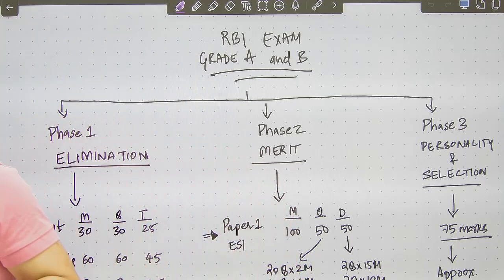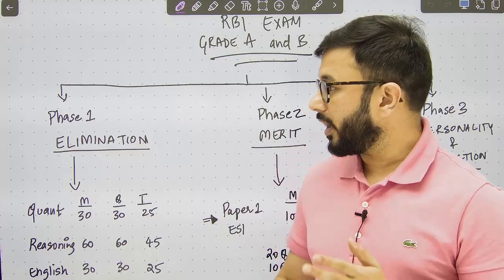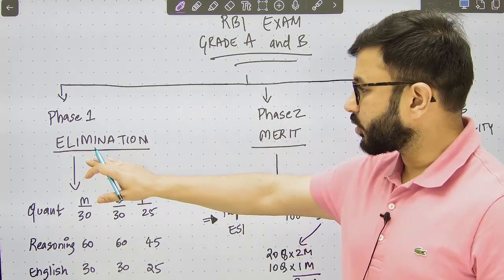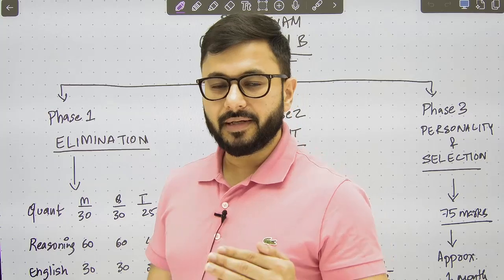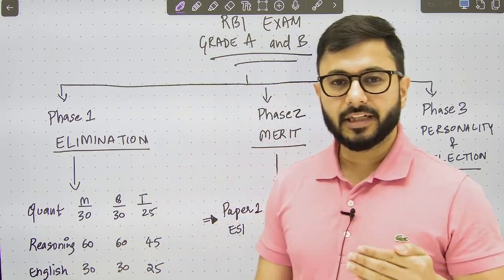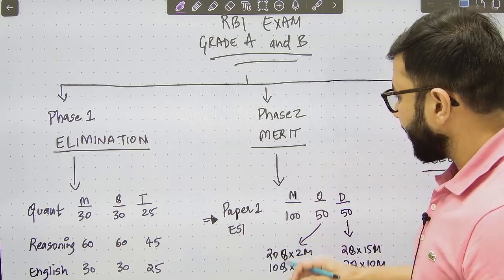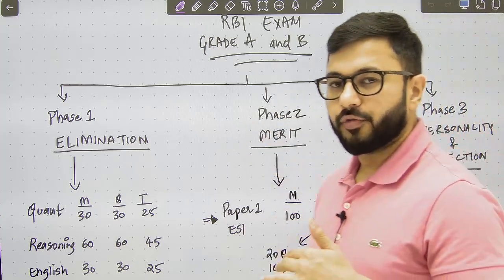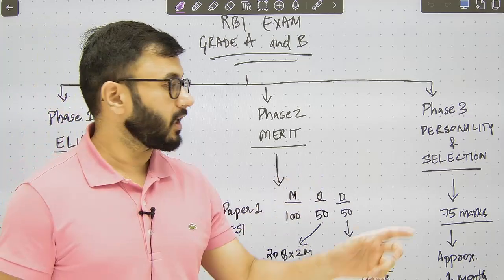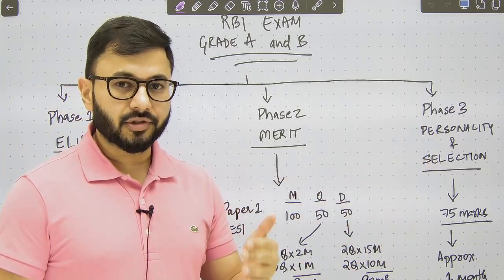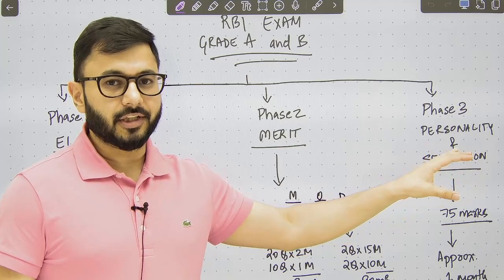Phase 1, phase 2, phase 3. The examination is conducted in 3 phases. Phase 1, which is qualifying, and that is why the word elimination, the focus of the examining body, is to eliminate as many students as possible. That is why it is qualifying in nature. Phase 2 is where majority of your merit is created, and that is why the word merit being used here. Phase 3 is the personality and interview round where the actual selection, final selection happens.